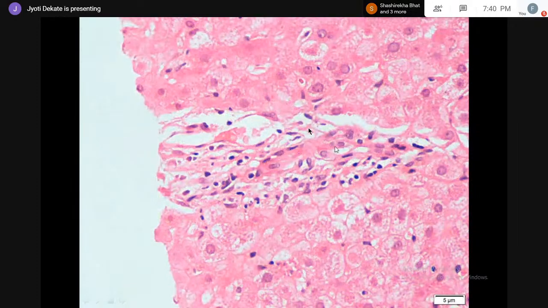This is another portal area where again we can see the bile duct branch. Again, this lymphocyte is kind of infiltrating into the epithelial cells. There is uneven distribution of the nuclei, and some of the nuclei are overlapping.